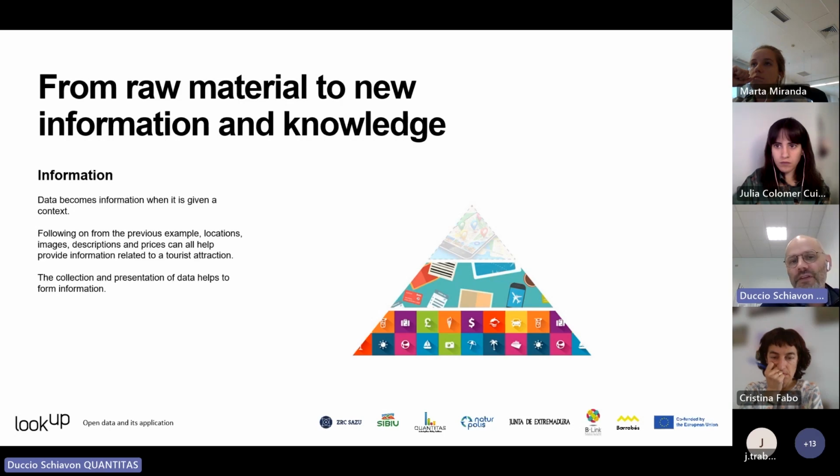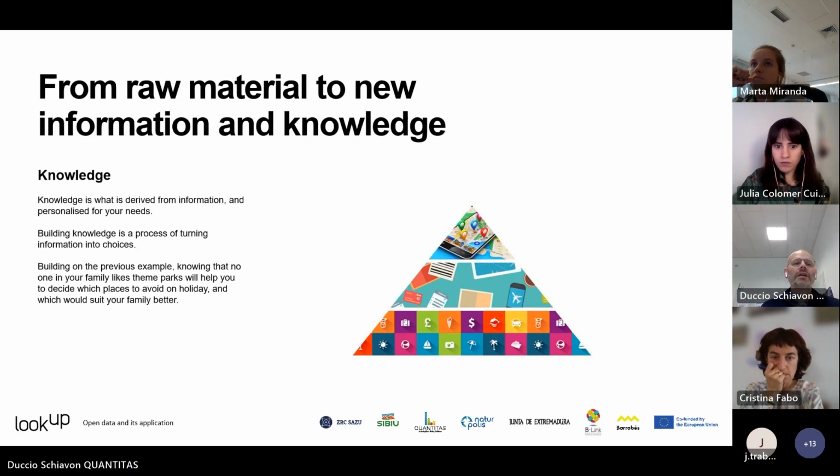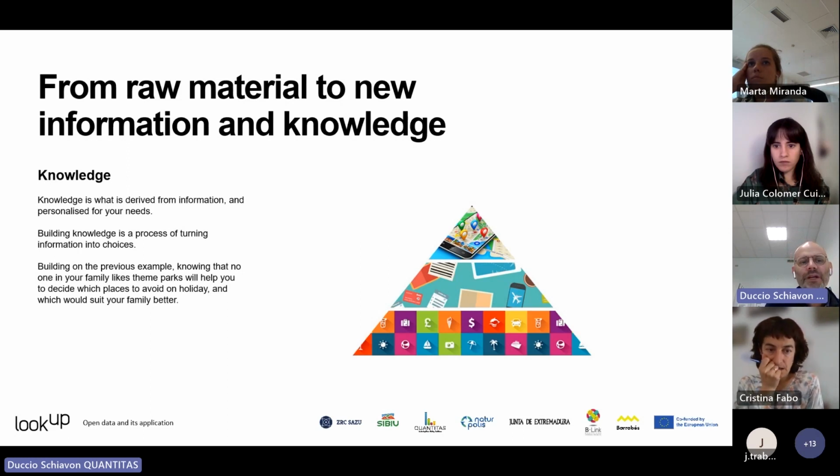And this is the second step of this pyramid. And finally, the knowledge. Knowledge is what is derived from information and personalized for your needs. Building knowledge is a process of turning information into choices. Building on the previous example, knowing that no one in your family likes theme parks will help you to decide which places to avoid on holiday and which would suit your family better. And this is the pyramid that takes you from the raw material to knowledge.